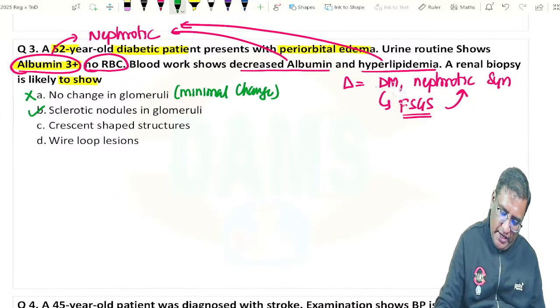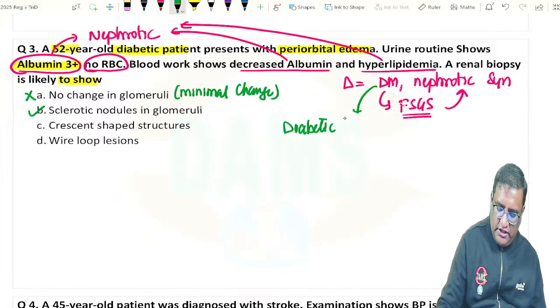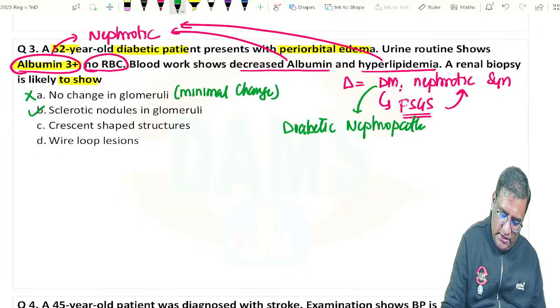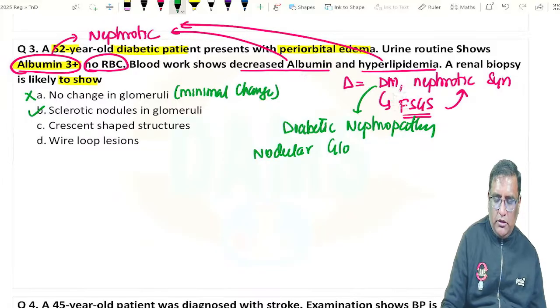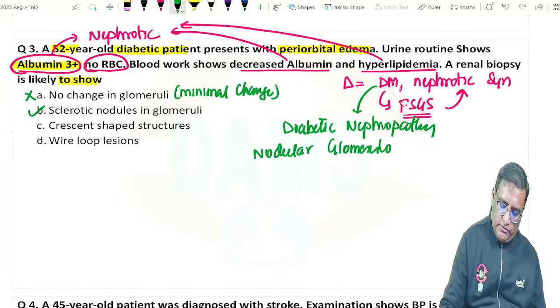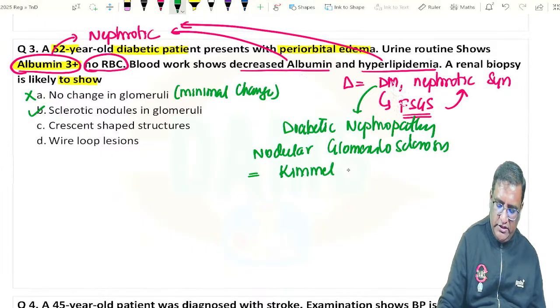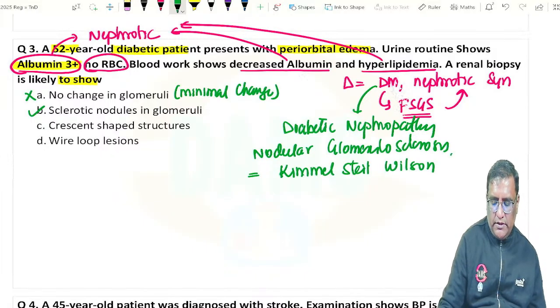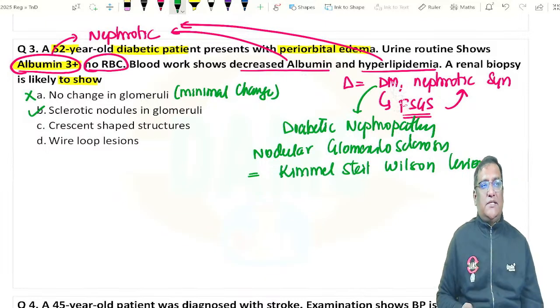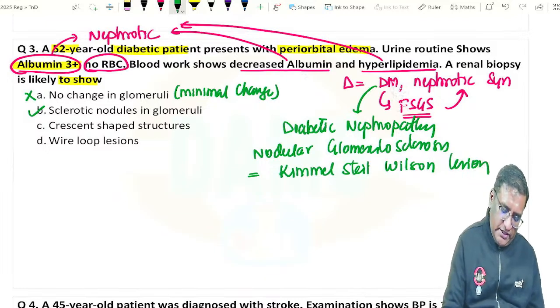In diabetes mellitus, diabetic nephropathy will be there. The histological manifestation of diabetic nephropathy is nodular glomerulosclerosis. Nodular glomerulosclerosis is also known as Kimmelstel-Wilson lesion. KW lesions are seen in diabetic nephropathy.